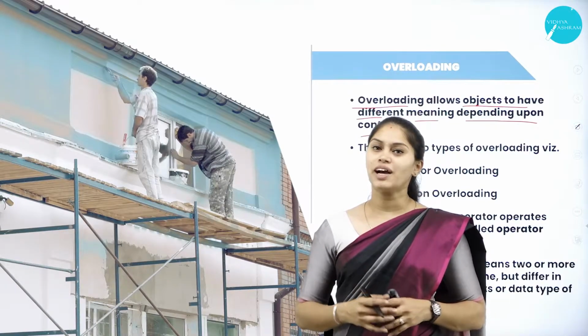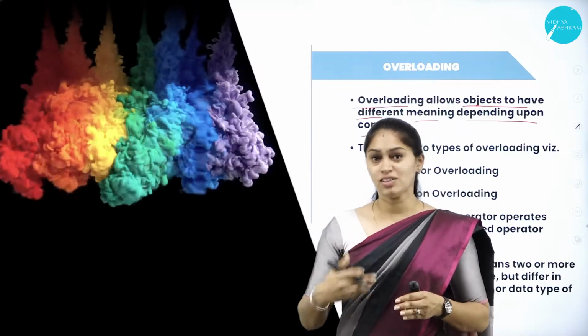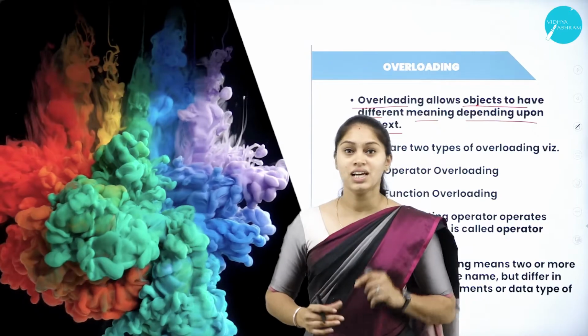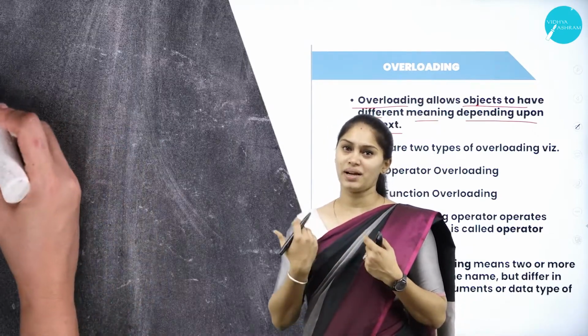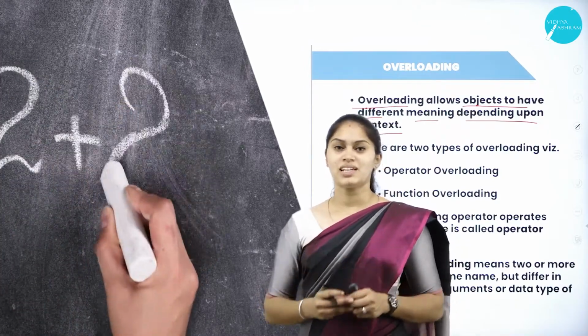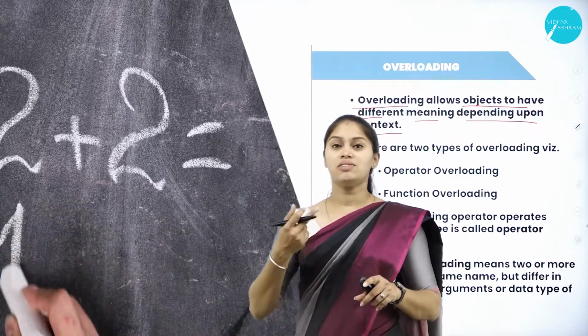But when you get back to your home, you will again play the role of a daughter, son, brother or sister. That means you will be the same, but your role will change depending on the situation, the context or the scenario where you are. So the object will take different forms based on different scenarios.